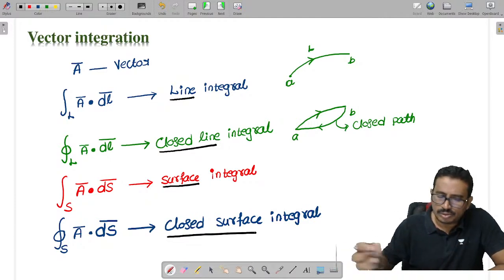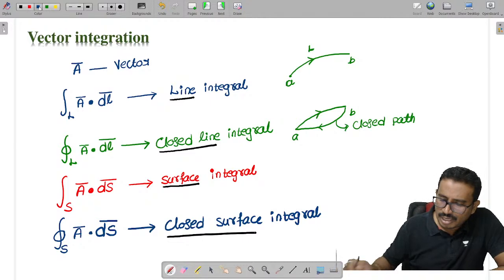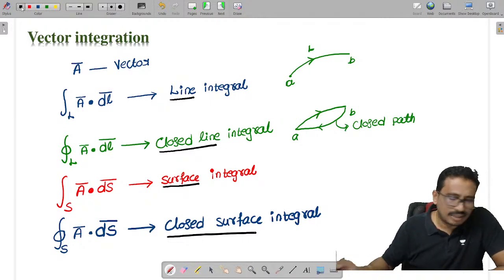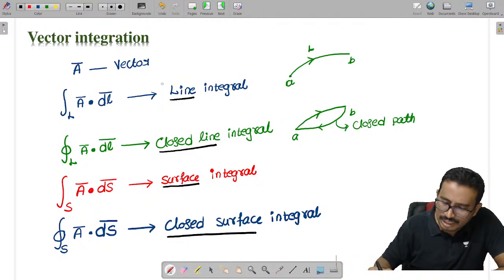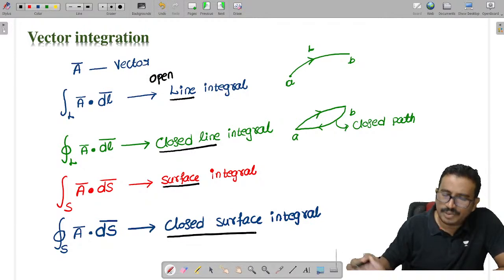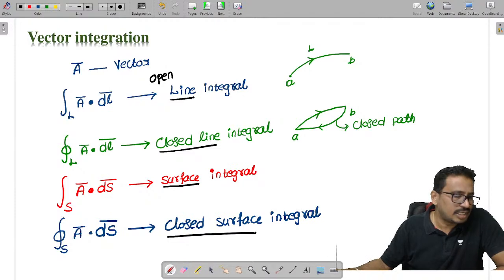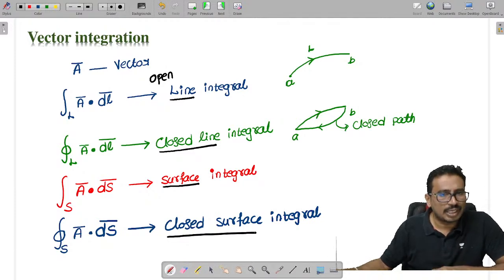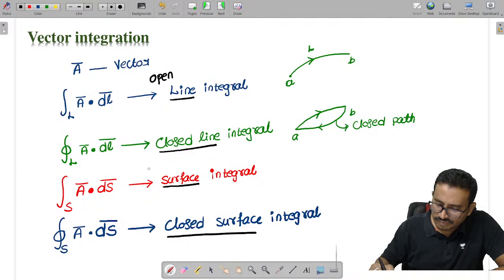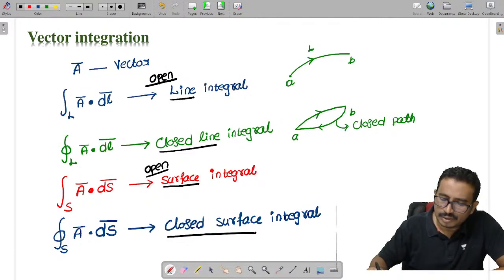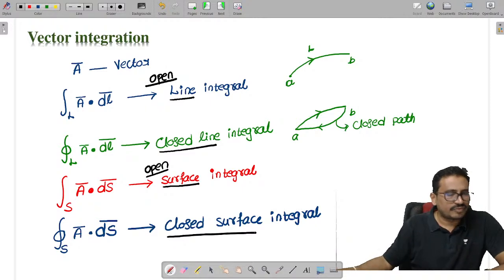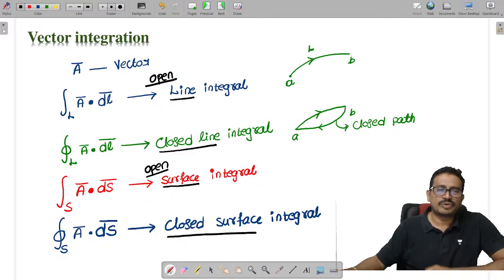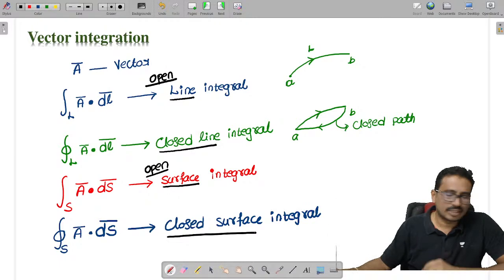Right. Here, if you see carefully, your doubt is correct. Line, by default, means an open line. Remember, we are habituated to use the word line. By default the actual name is an open line, and by default a surface is an open surface. We are simply habituated to use the words line and surface like that.